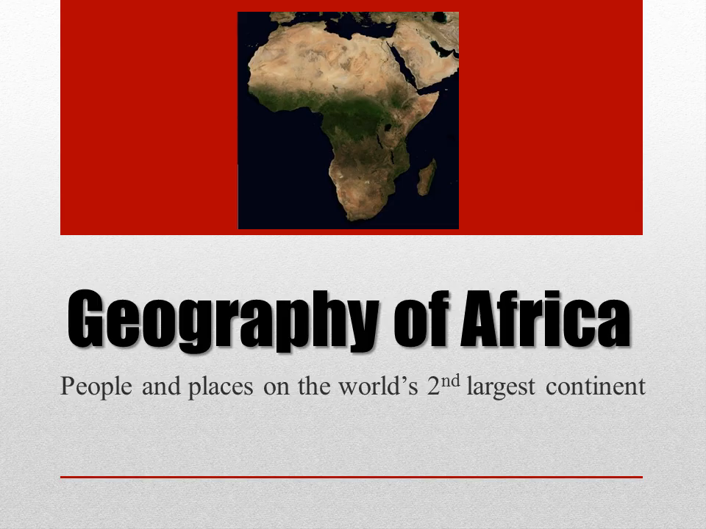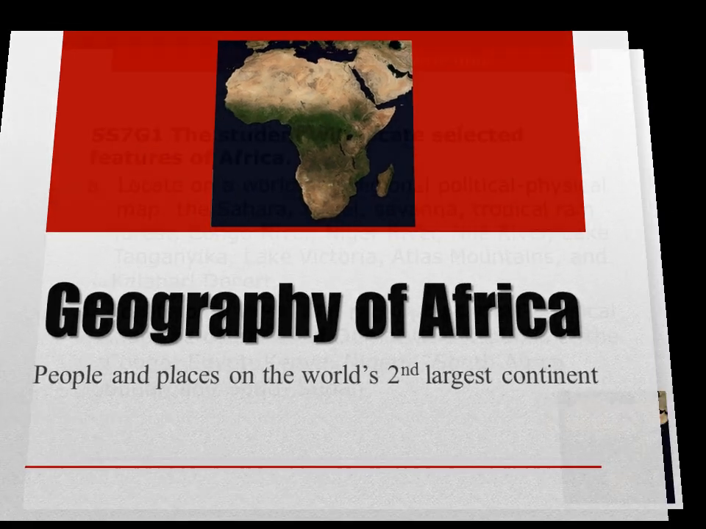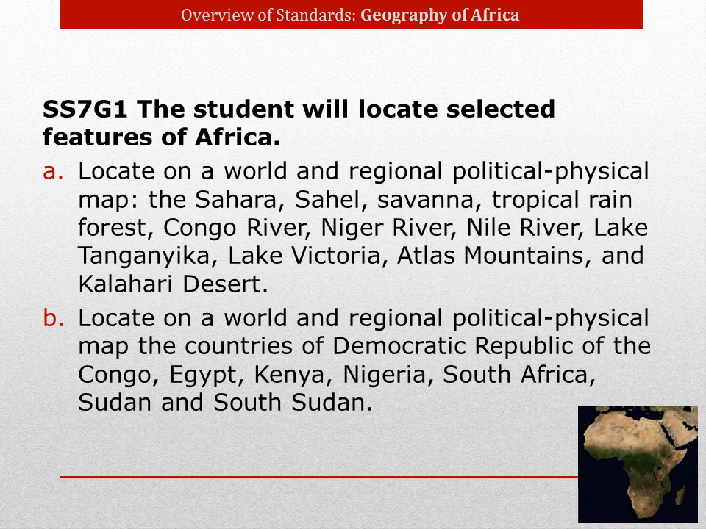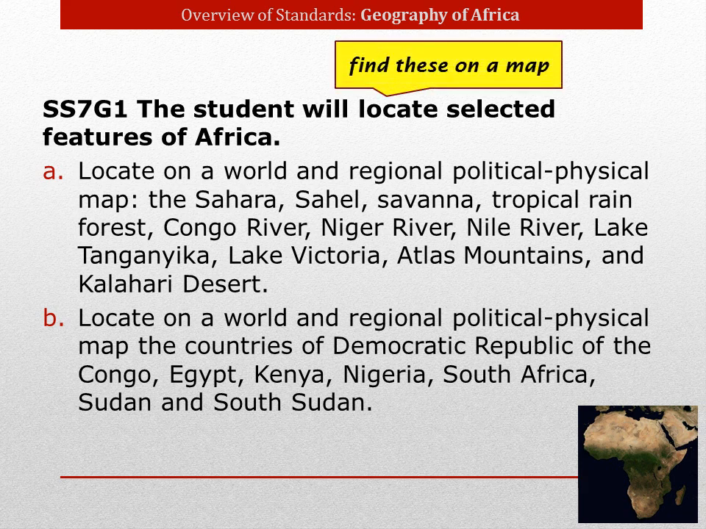So here's an overview of our standards for the geography of Africa. SS7G1. The student will locate selected features of Africa. Now in this standard, of course, we know the word locate. That means to be able to find these things on a map. Now after you watch this, of course, you're going to want to take a look at our mapping video to help you find all of these things and practice it on your own map.